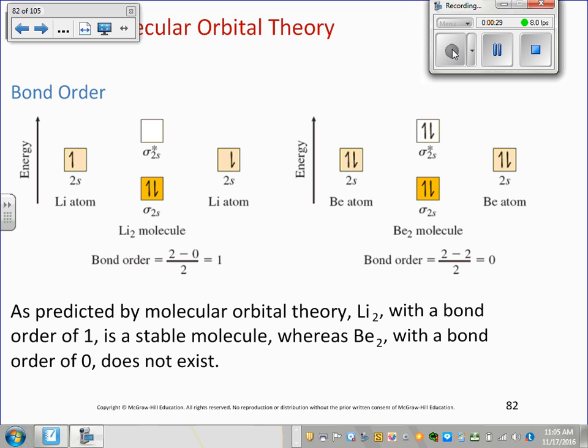two lithium atoms. So both electrons are going to go into the sigma 2s molecular orbital. So the bond order is 2 minus 0 divided by 2, which is 1. So Li2 is a stable compound.